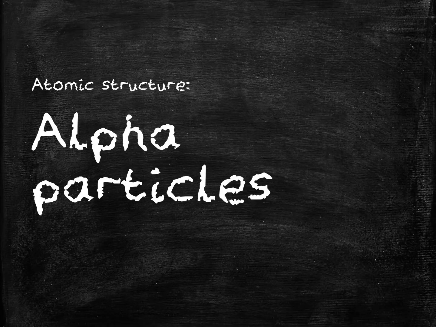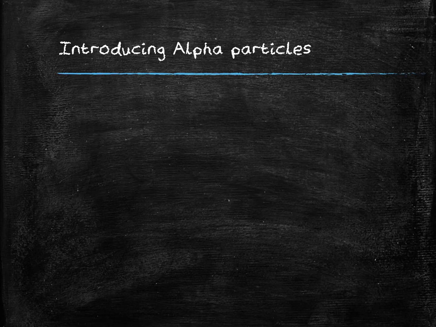So we're continuing the videos on atomic structure, and we're now going to look at those three forms of ionizing radiation, starting with alpha particles. Introducing the alpha particle then.